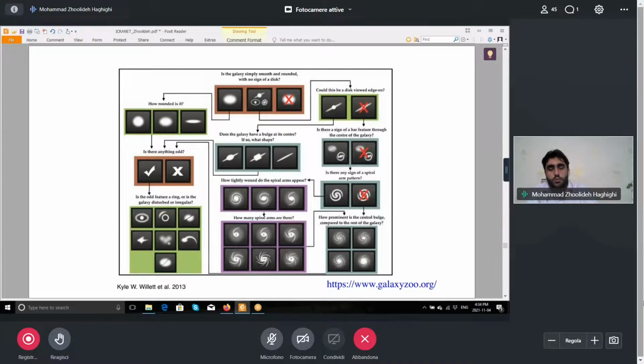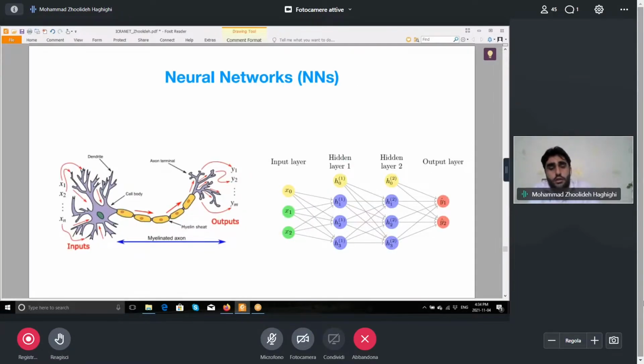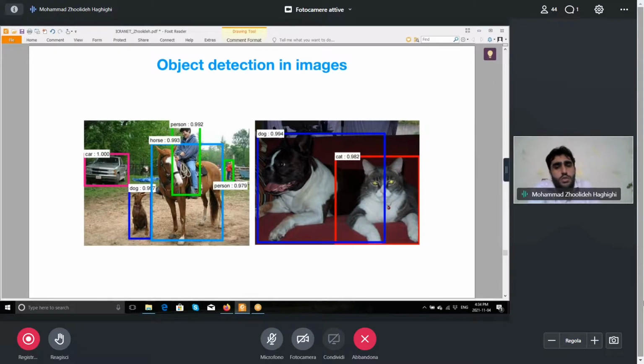And the Galaxy Zoo project is one of the most popular approaches to classify galaxies. And neural networks are another machine learning algorithm. As I told you, Rahim and Wu will talk about neural networks more, so let me skip this slide. By using neural networks, we can find objects in images. In computer vision and artificial intelligence, people have developed approaches and algorithms to find objects in an image automatically with high accuracy. You can see accuracies here.